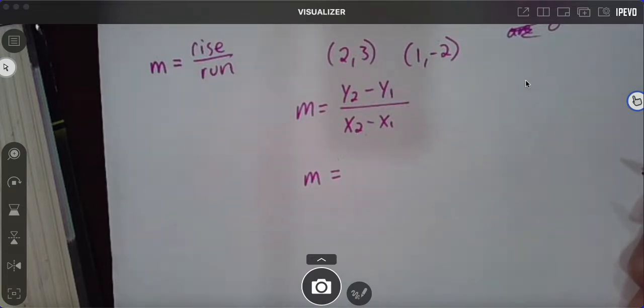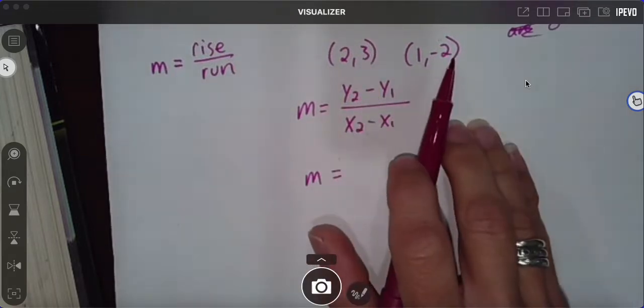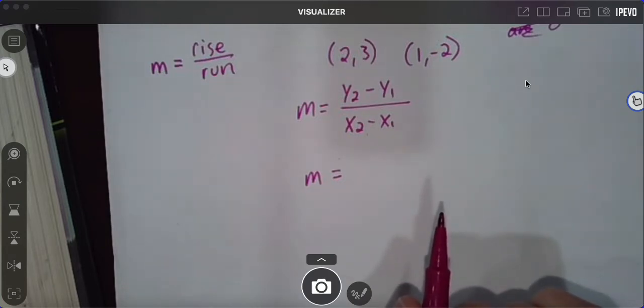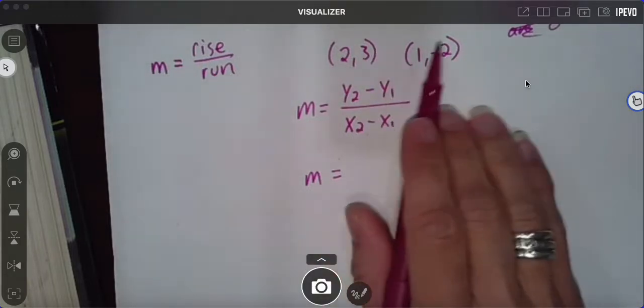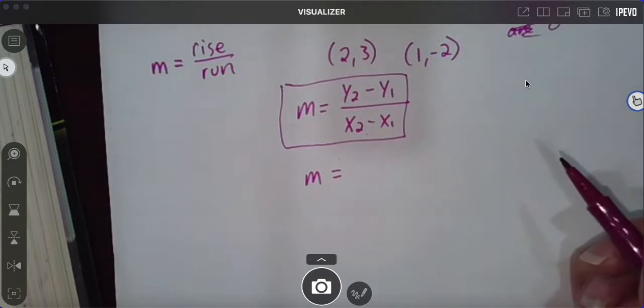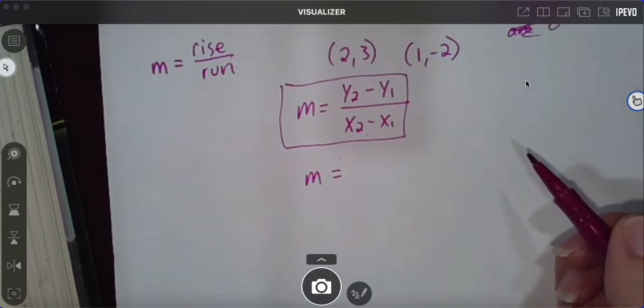So let's subtract our y values. Which one do you want to start with, the 3 or the -2? It doesn't matter. But that -2 is a negative here. I haven't written these yet, these up here. This is just a formula. I'm about to plug in numbers now.